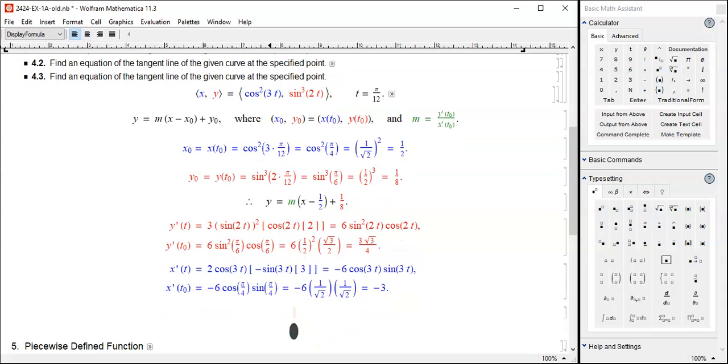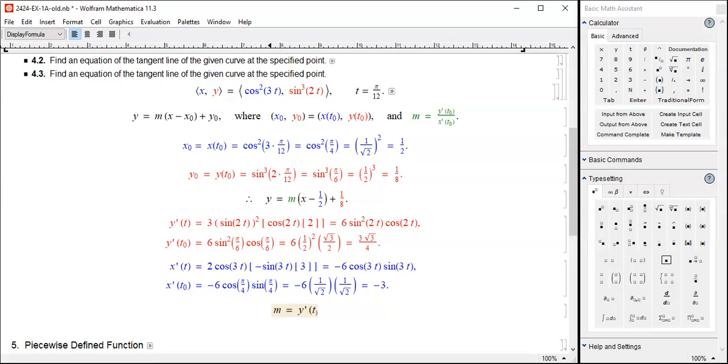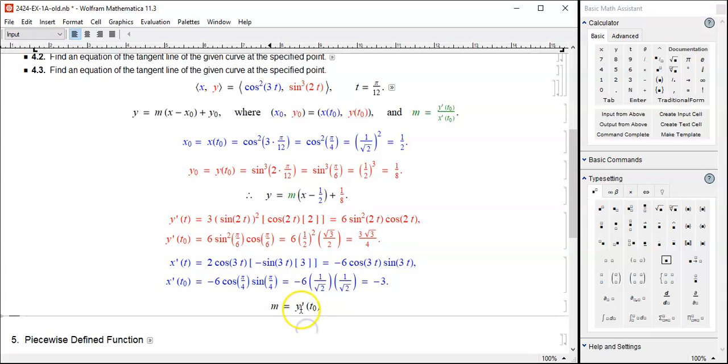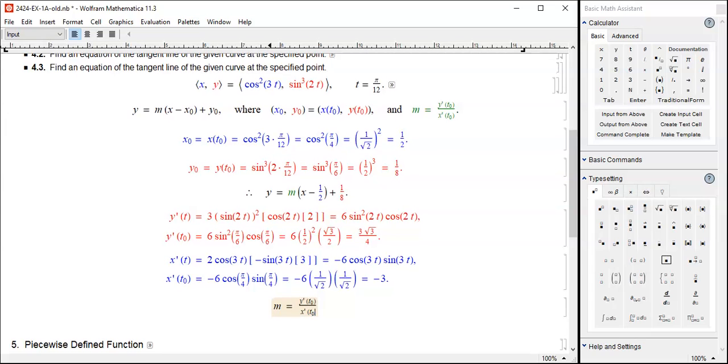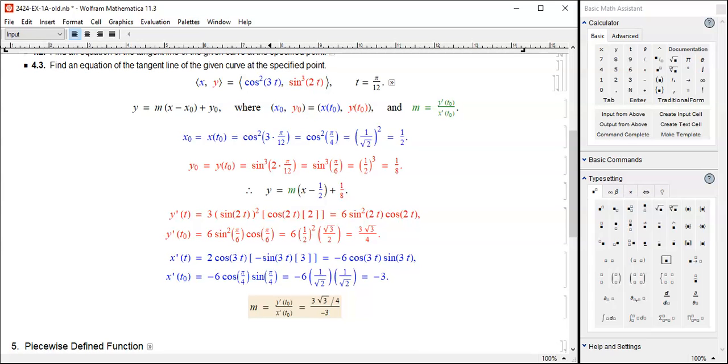And finally, I'm ready. The slope is y prime of t0 over x prime of t0, and that is 3 square root of 3 over 4 as the numerator, and negative 3 as the denominator. I'd better increase the font a little bit.